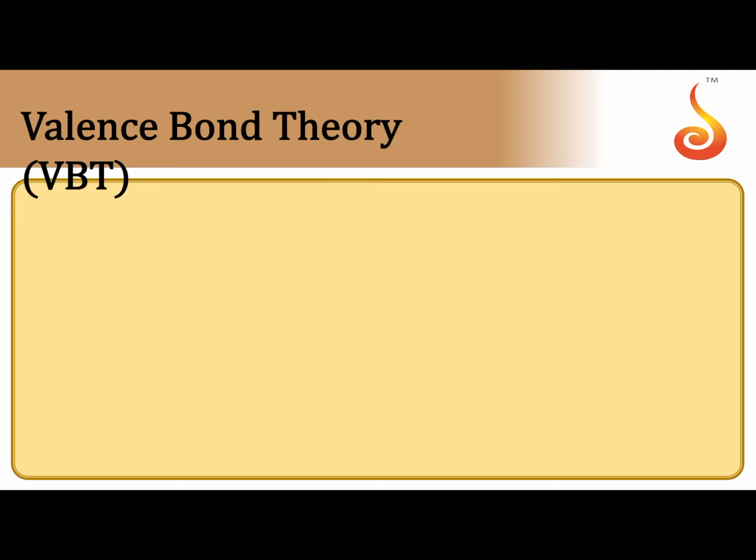Next, coming to valence bond theory. According to the valence bond theory, a coordinate covalent bond is formed by the overlapping of a completely filled orbital of the ligand with an empty orbital of the central metal atom. So due to this overlapping, a coordinate covalent bond is formed between ligand and central metal atom.